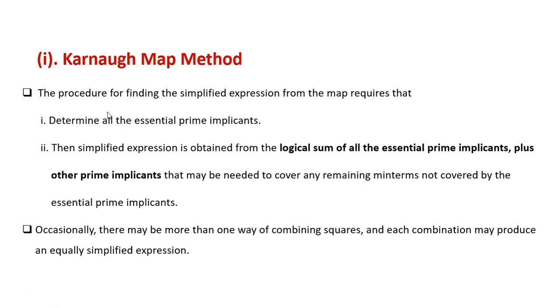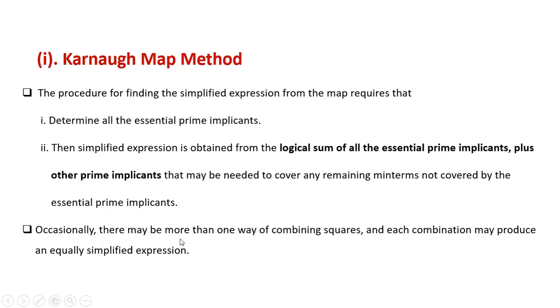So the basic procedure for finding the simplified expression using K-map is as follows. First you have to find all the prime implicants, and from those prime implicants we have to determine all the essential prime implicants. Now essential prime implicants will be the prime implicant which will cover a minterm, and that minterm will not be covered by any other prime implicant other than that specific prime implicant. And then the simplified expression is obtained from the logical sum of all the essential prime implicants plus other prime implicants that may be needed to cover any remaining minterms which are not covered by the essential prime implicants.